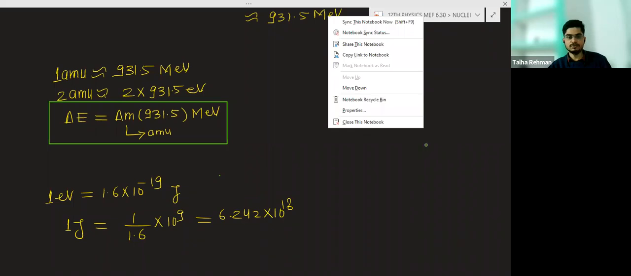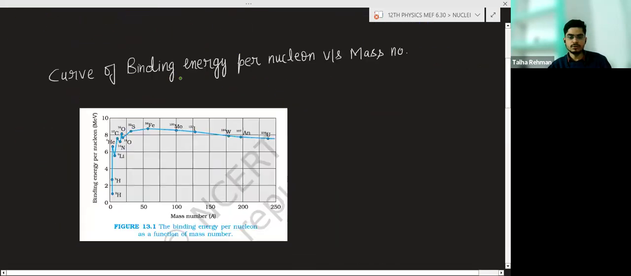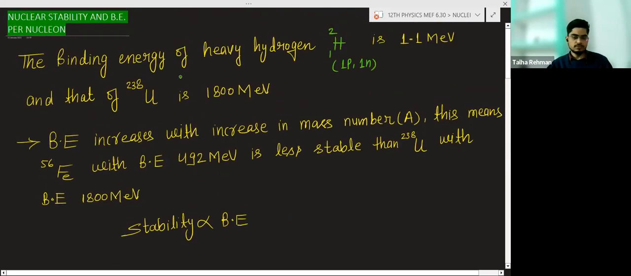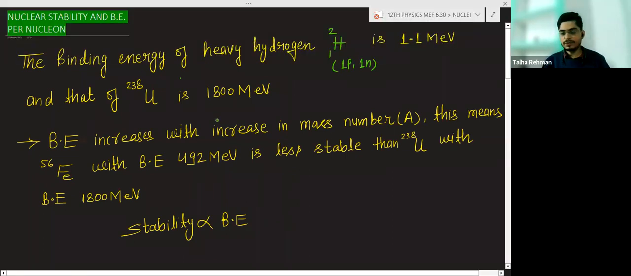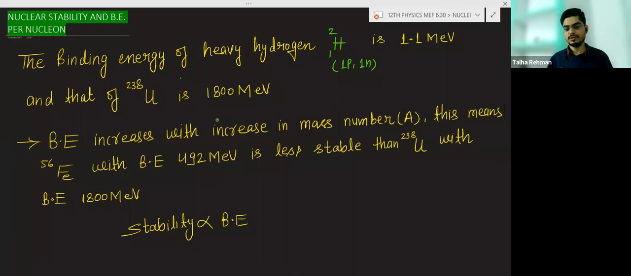Okay, the last topic: nuclear stability and the binding energy. So in this we will discuss the stability of different nuclei. Okay, so this is one data. First we will read that data.